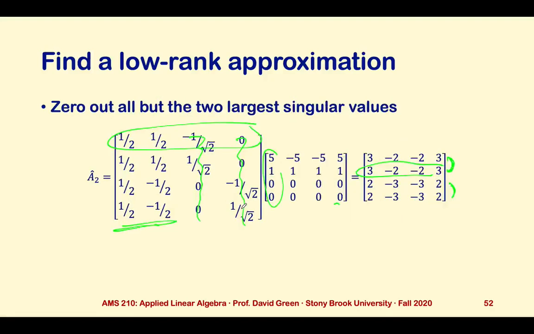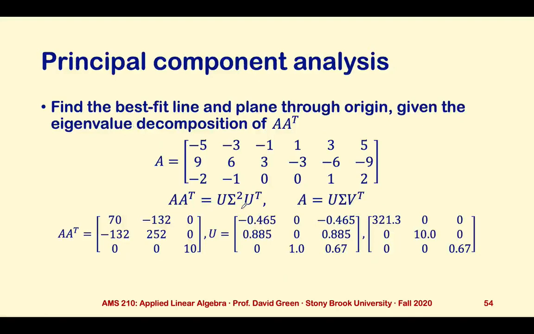Okay. Now let's go to a third example, one applying the idea of principal component analysis. We're going to use this to find best fit lines and planes to a set of data. Can we find the best fit line and the best fit plane through the origin given the eigenvalue decomposition of AA transpose? This is the correlation matrix for the data matrix A.